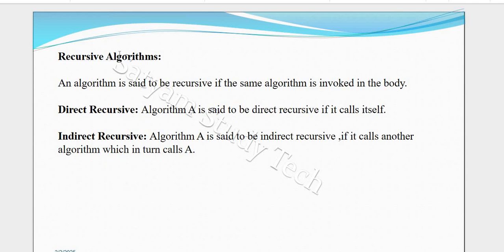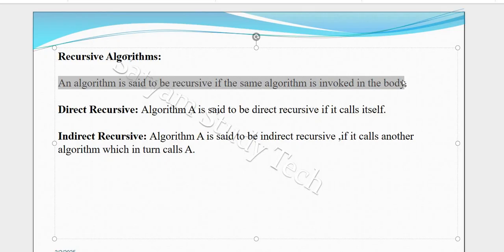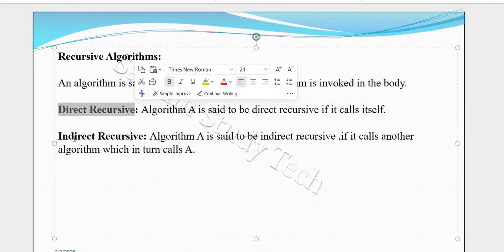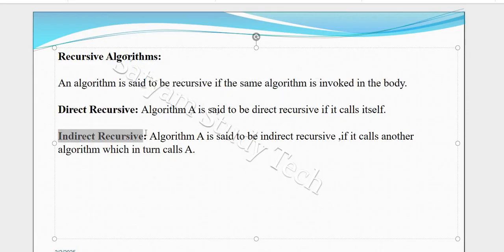Today's topic is the recursive algorithm. So what is a recursive algorithm? An algorithm is said to be recursive if the same algorithm is invoked in its body. So this is the recursive algorithm. There are basically two types of recursion: one is direct recursive and the other is indirect recursive.